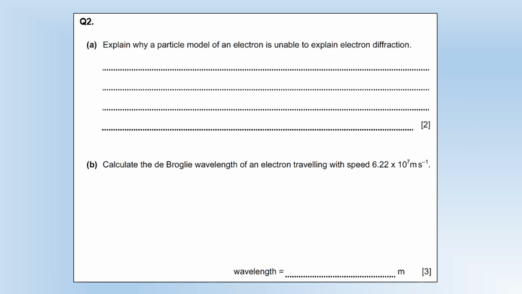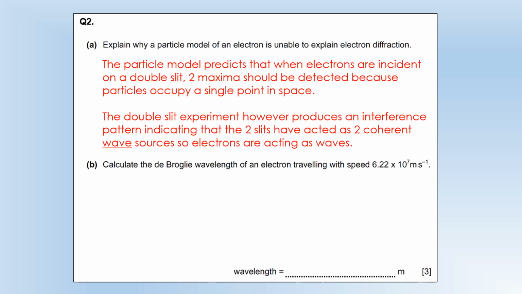Explain why a particle model of an electron is unable to explain electron diffraction. Well, the particle model would predict that when electrons are incident on a double slit, 2 maxima should be detected, because particles occupy a single point in space. They'll either go through one slit or they'll go through the other one. So we should get 2 maxima, essentially. But when you actually do the experiment, it produces an interference pattern. So we produce a lot more than 2 lines. And that indicates that the slits have acted as 2 coherent wave sources. So the electrons must be acting as waves.